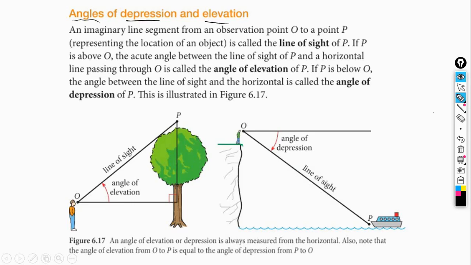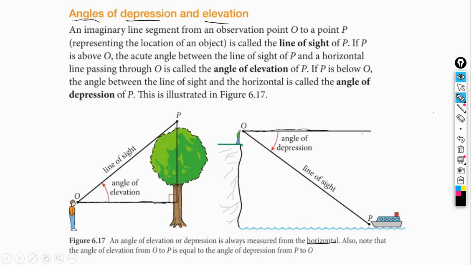So in the following slide, you're going to find figure 6.17, which talks about angles of depression and elevation. An angle of elevation or depression is always measured from the horizontal. So that means that you have a line that is parallel to the ground, a horizontal. You have it here on the left for the angle of elevation, but also for the angle of depression, we need to have a horizontal.